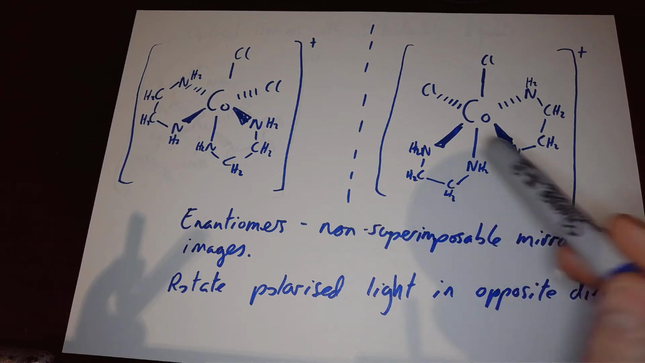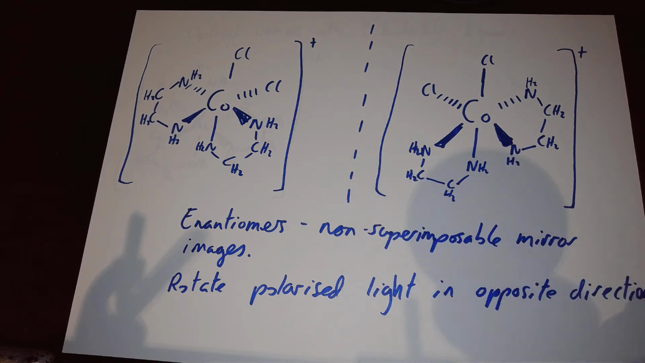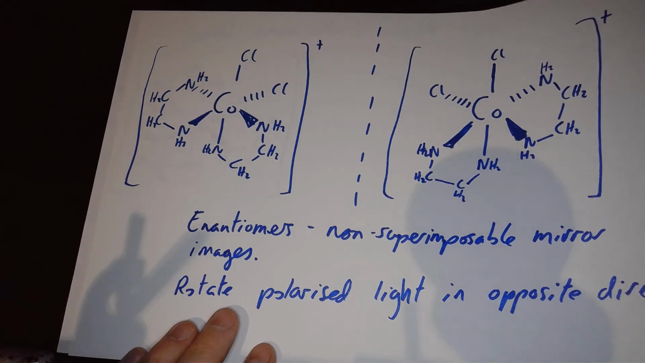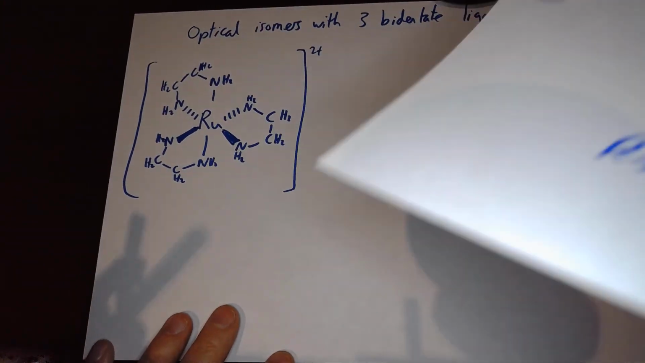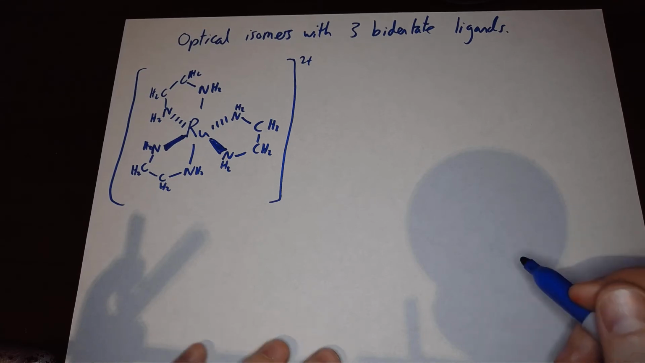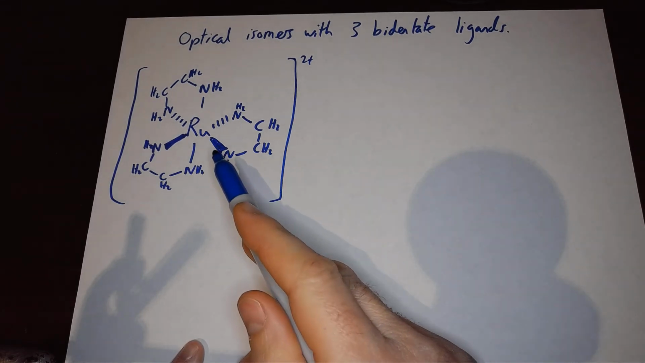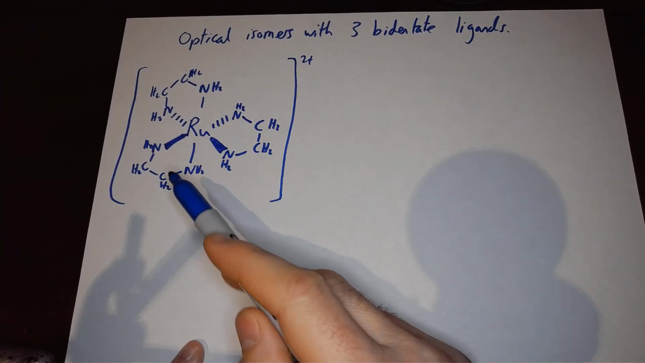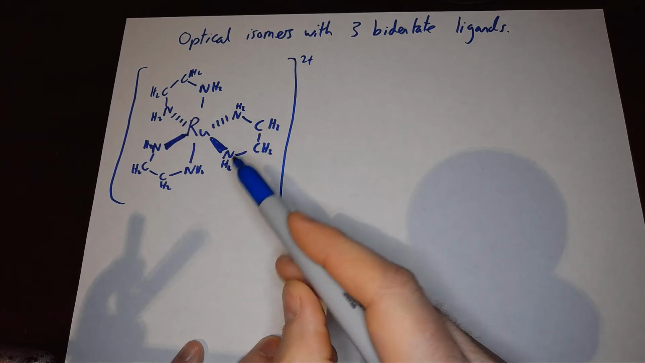And one thing they do differently is they rotate polarized light in opposite directions. So in a lab you can tell them apart. You can also get optical isomers with 3 bidentate ligands. Now drawing this can be tricky, so I'll give you a quick demo. This ruthenium has 3 bidentate ligands, en 3 times.